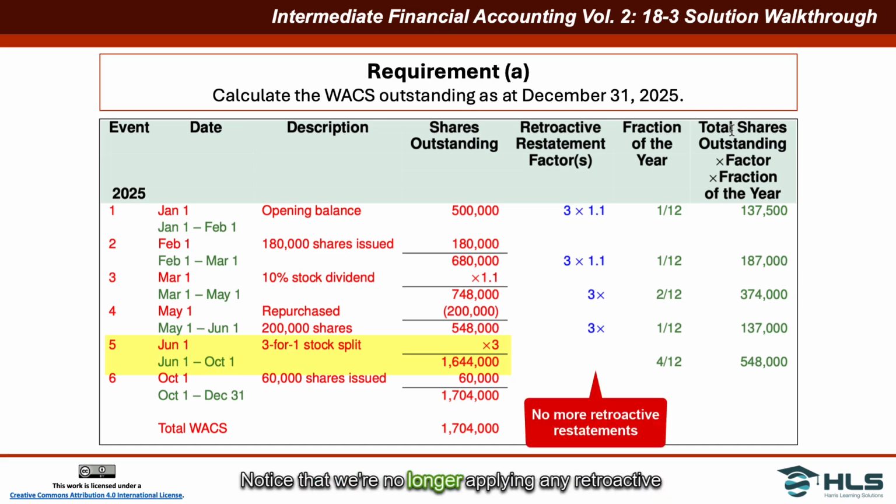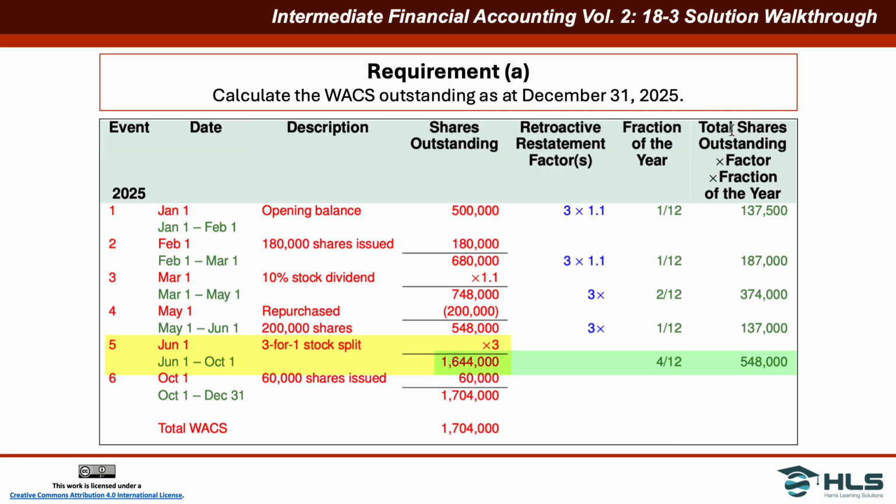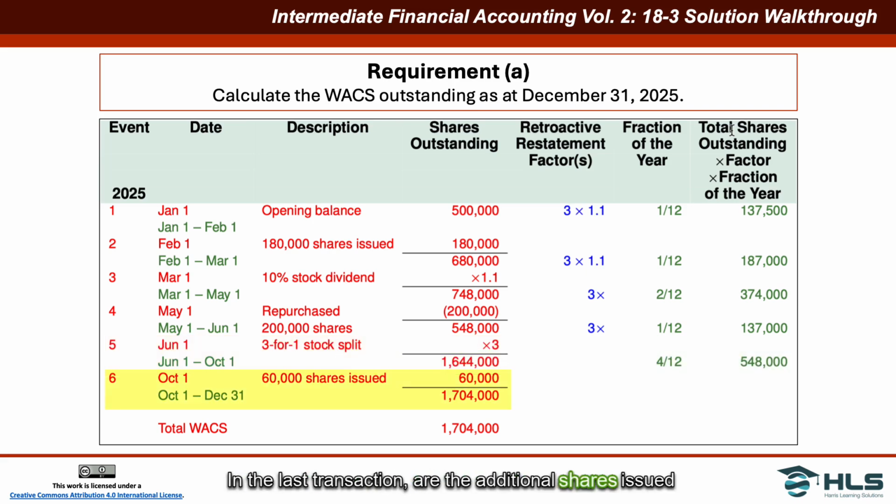Notice that we're no longer applying any retroactive restatement factors because this is after both the 10% stock dividend and after the 3-for-1 stock split. So 1,644,000 shares times 4 of 12 months is 548,000 shares. And the last transaction are the additional shares issued on October 1st, resulting in a total of 1,704,000 shares.